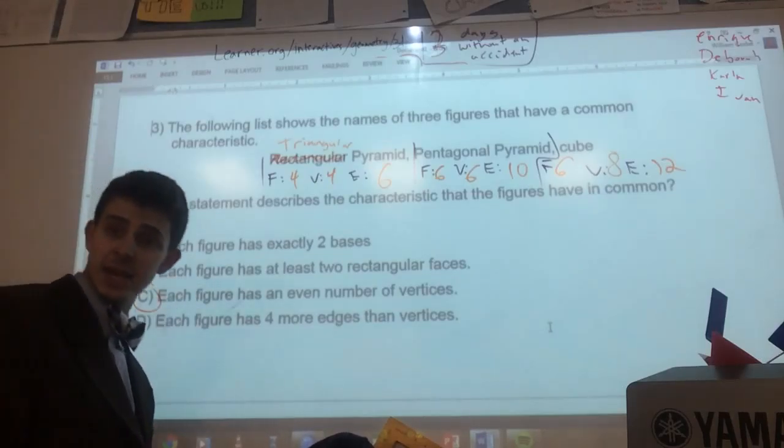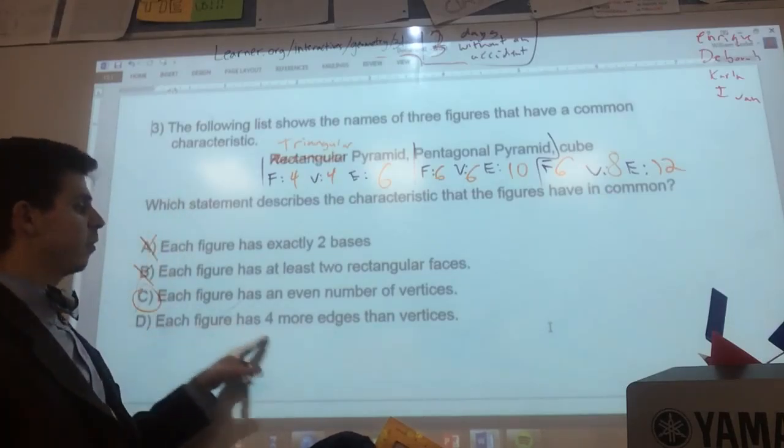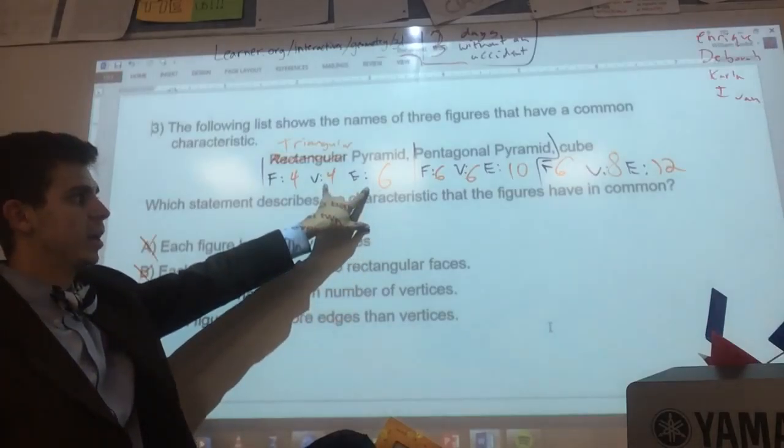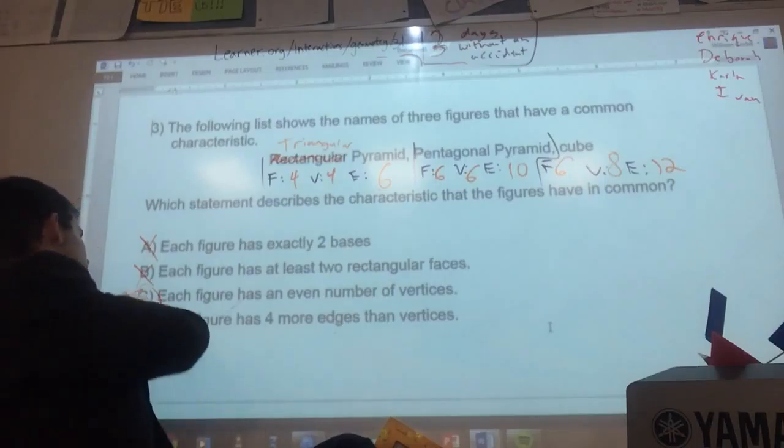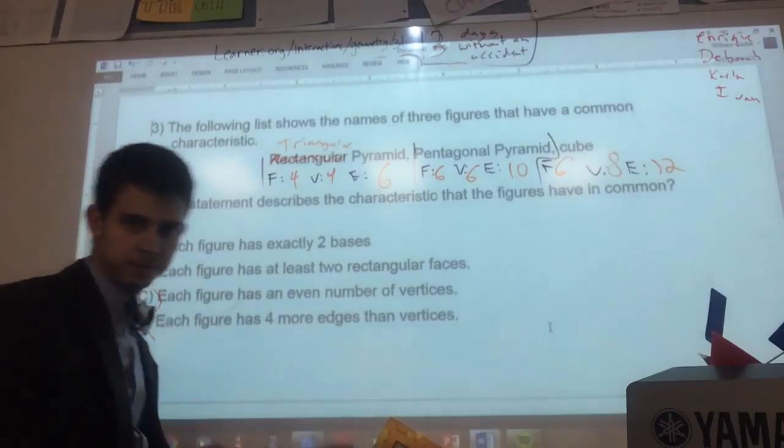Let's make sure that D is not true. Each figure has 4 more edges than vertices. Right here, I already see that it's not true. The last two is true, but not for this one.